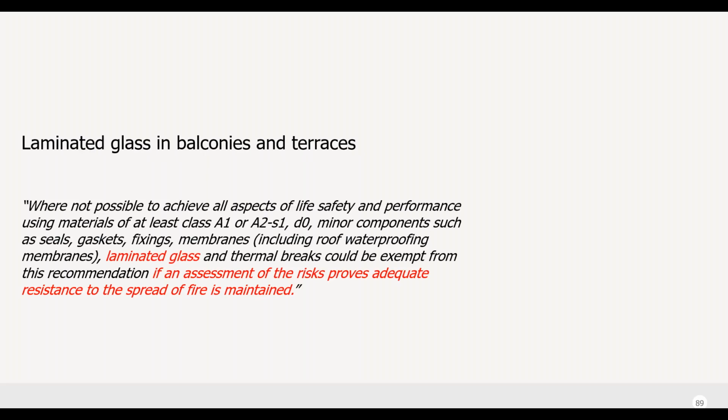In the section on both balcony and terrace materials, there's mention that if it's not possible to use materials of at least class A1 or A2 S1D0, then minor components could be exempt from this recommendation if an assessment of the risks proves adequate resistance to the spread of fire is maintained. This includes seals, gaskets, fixing membranes, including roof waterproof membranes, laminated glass and thermal breaks.